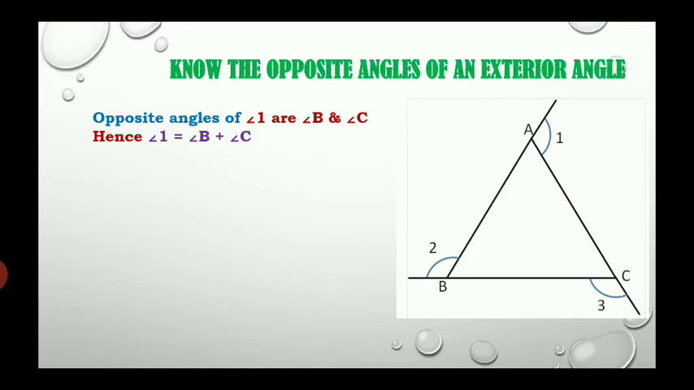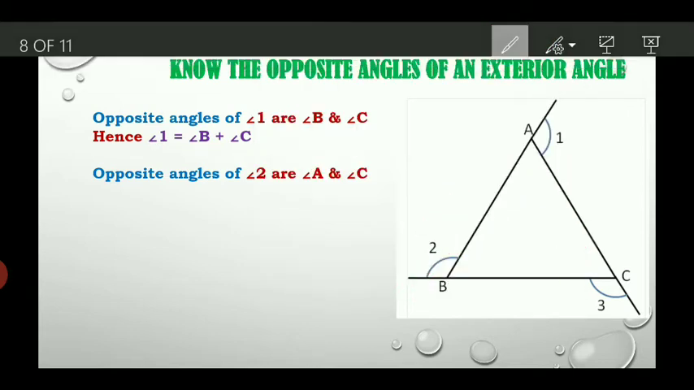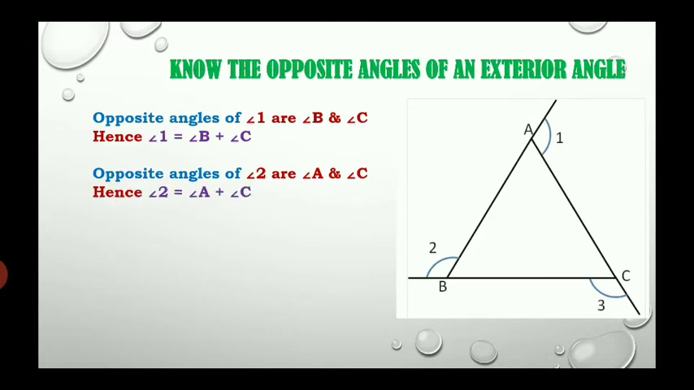Okay, now next, the opposite angles of angle 2. Now the opposite angles of this exterior angle 2, which are the two opposite interior angles? Opposite to this are this and this interior. So this plus this is equal to this. Hence angle 2 equals angle A plus angle C. Clear?